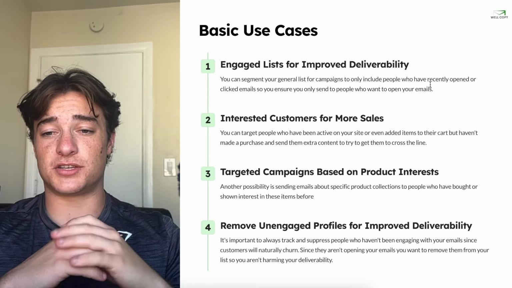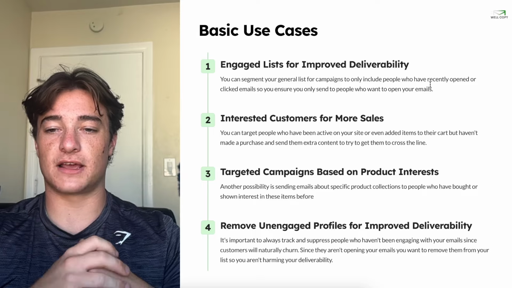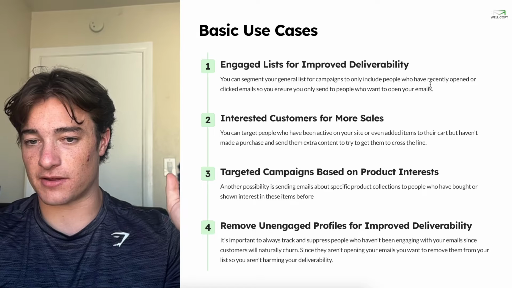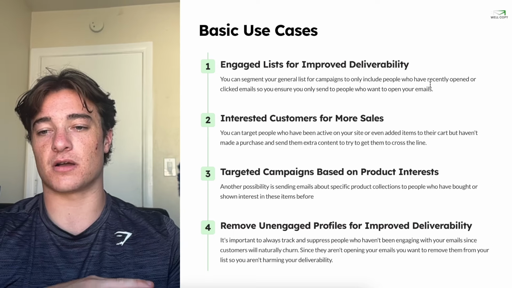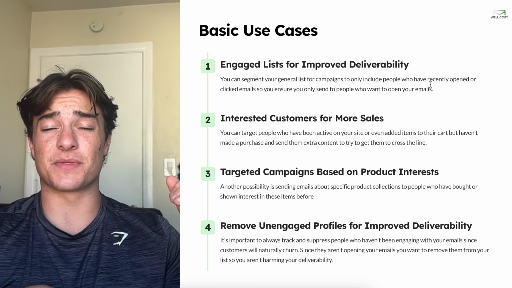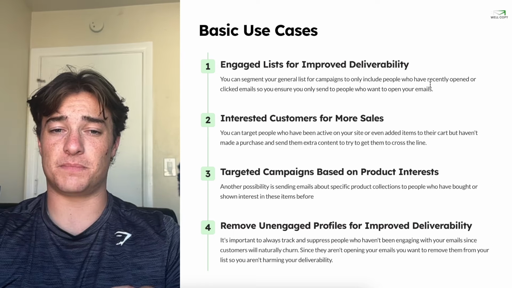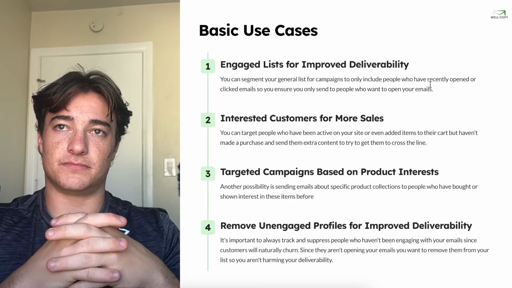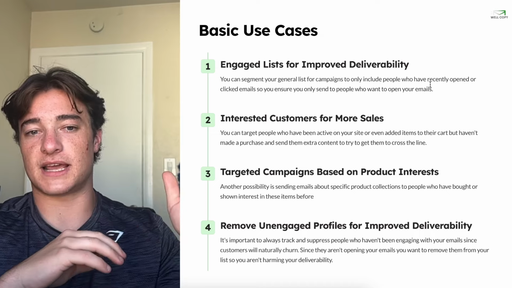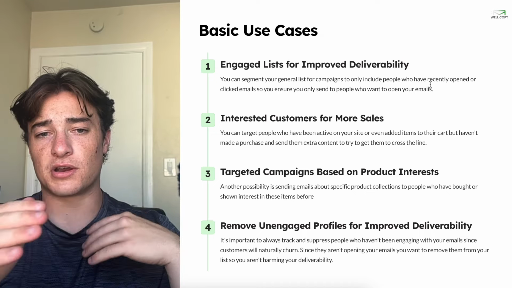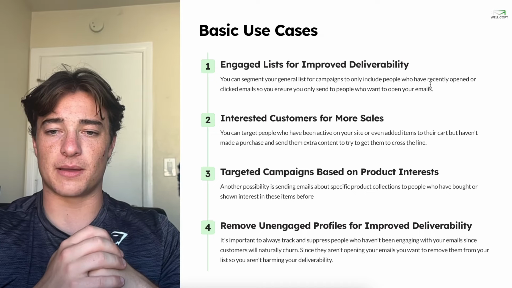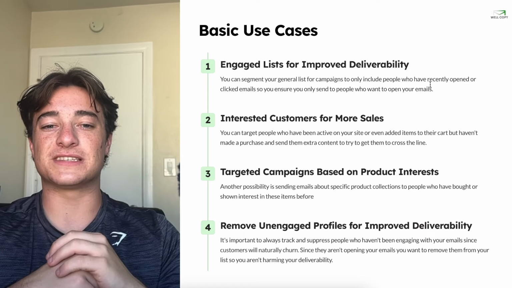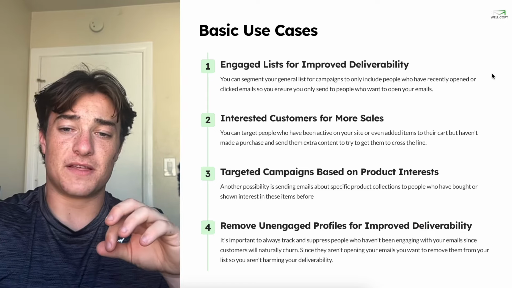And then the next one, to interested customers for more sales. You can target people who have been active on your site or have added items to their cart but haven't made a purchase, and send them extra content to try to get them across the line. That's something extra that you can do. A lot of this can be taken care of with your flows and automations, like setting up your abandoned cart flow to send emails to people who abandoned a cart. But you can also send campaigns on top of this, like a couple times a month. You send a special discount to people who have abandoned an item recently but haven't purchased. So that's something else that you can do.